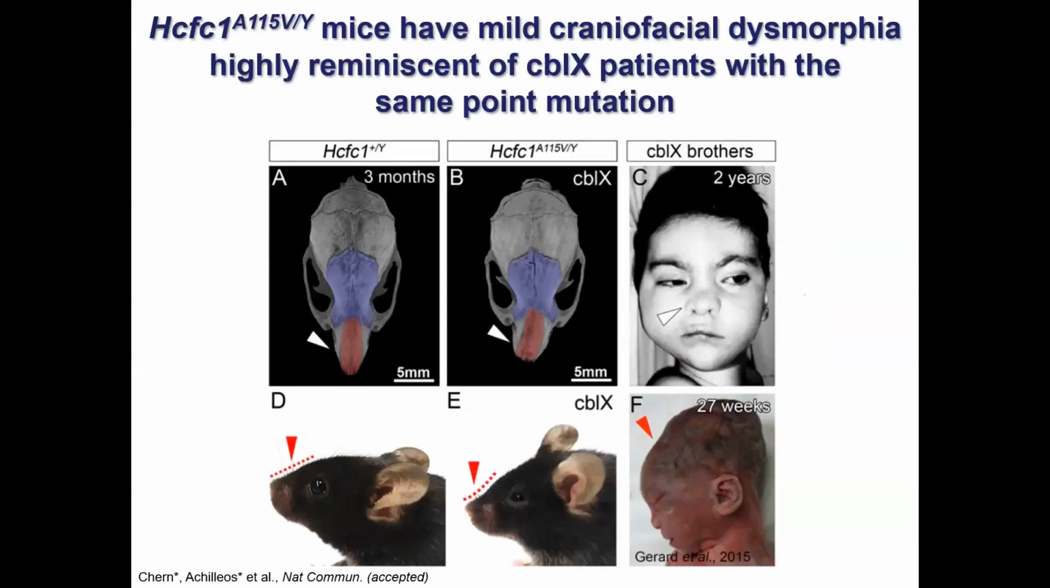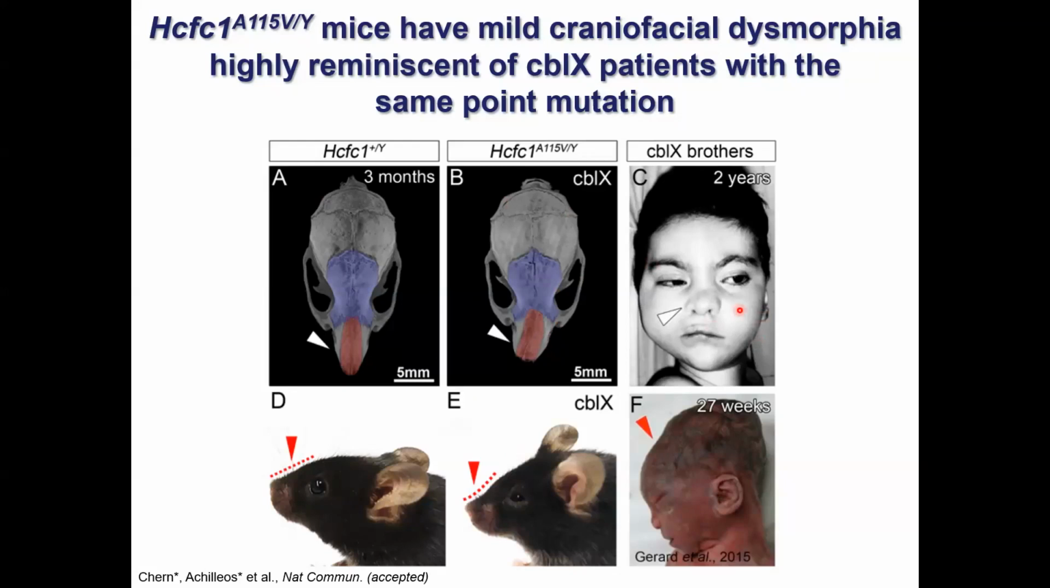And lastly, we're able to see some craniofacial defects that were also observed in cblX patients. For example, this is a control littermate here, so you can see the skull here, and this is the mouse. In the mutant, you can see that there's a deviation of the snout here. You can see it in the mouse as well here. So we call these mild craniofacial dysmorphias, but they are highly reminiscent of these two brothers here that had a cobalamin deficiency disorder.